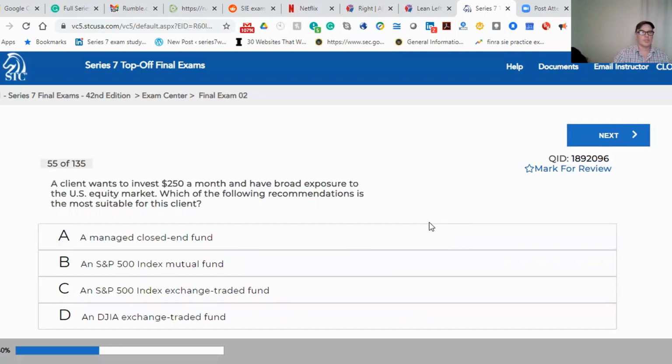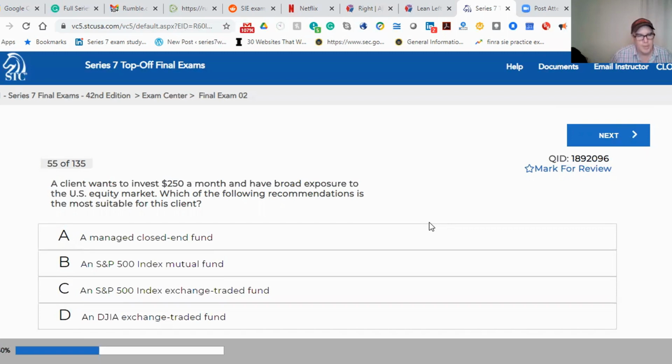A client wants to invest $250 a month and have broad exposure to the U.S. equity market. Which of the following recommendations is most suitable? So he's putting in $250 a month. It's like dollar cost averaging. Whenever I hear dollar cost averaging, I always think mutual fund. So closed-end fund, no. B maybe. C, no, because it's an ETF. And D, it's an ETF.